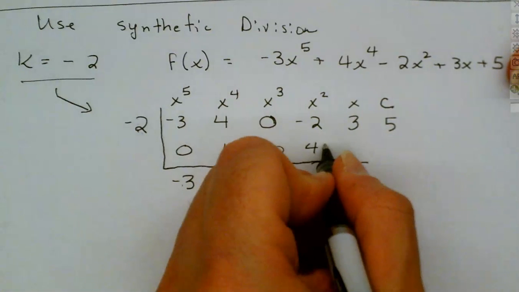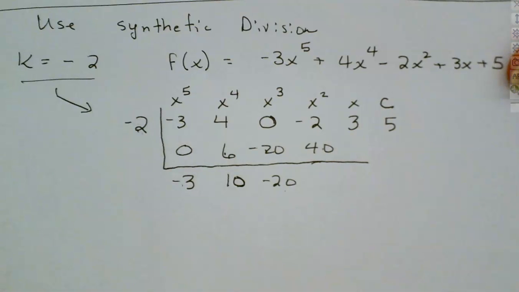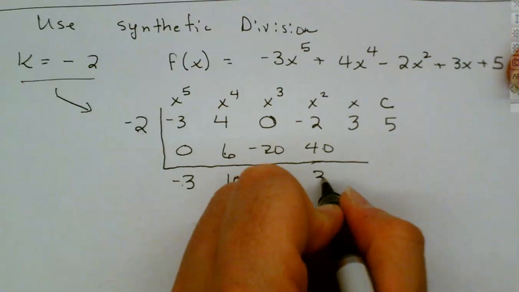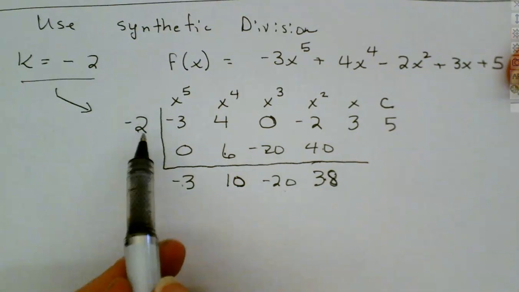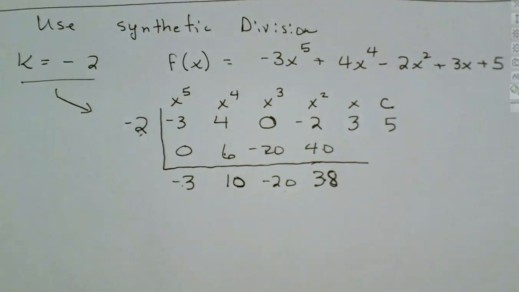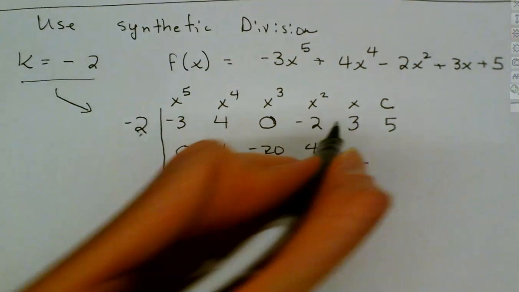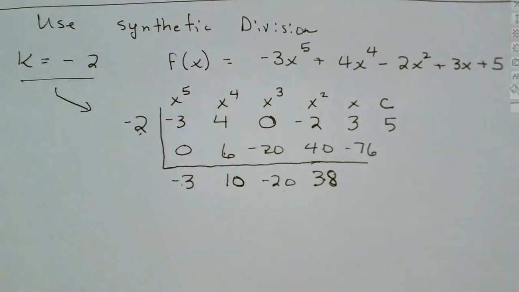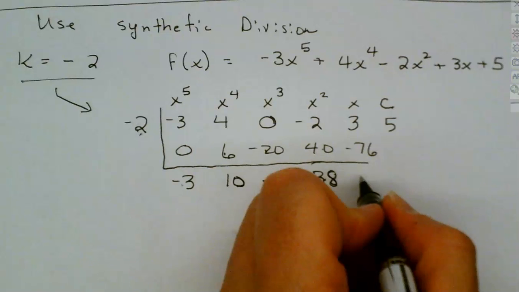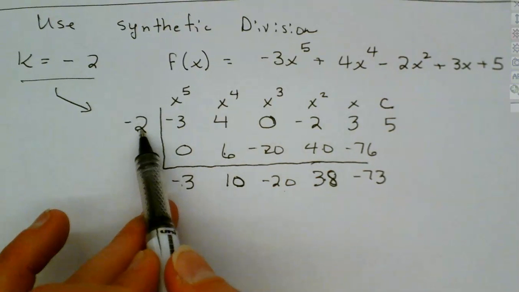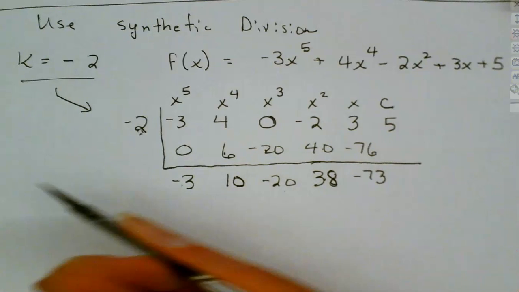Looks like 40, doesn't it? Yep, because 2 times 20 makes it a 40. What goes here? Yep, 38, right? And negative 2 times 38. Yep, and watch your signs, minus 76, isn't it? Add down, what comes down here? Minus 73. Okay, what goes on the last part here?